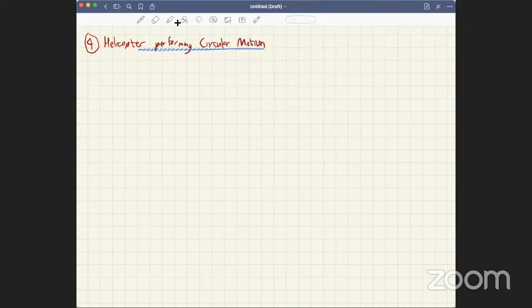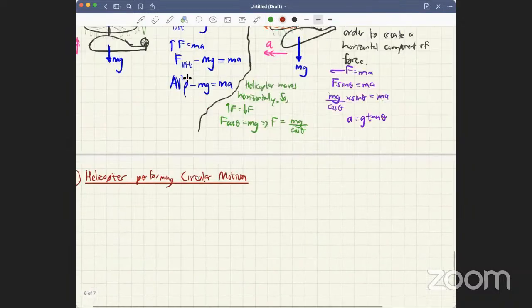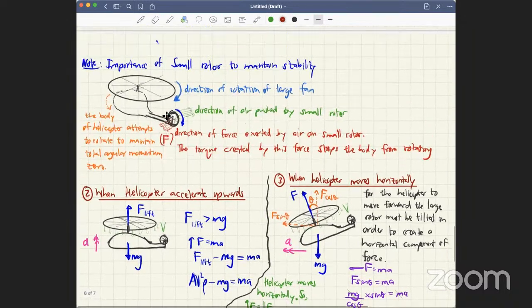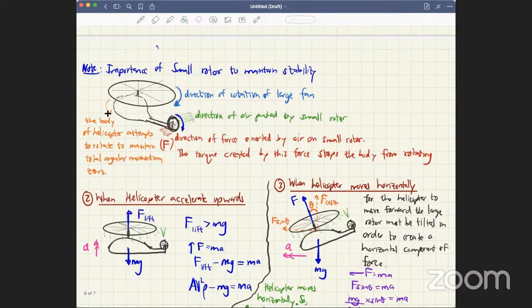Let me see if it works. Helicopter performing circular motion. I think I might be able to use this, right? This is the best diagram for that. Give me a second, but I have to tilt it as well. Let's hope for the best. Wait a minute. You're kidding me. Wait.